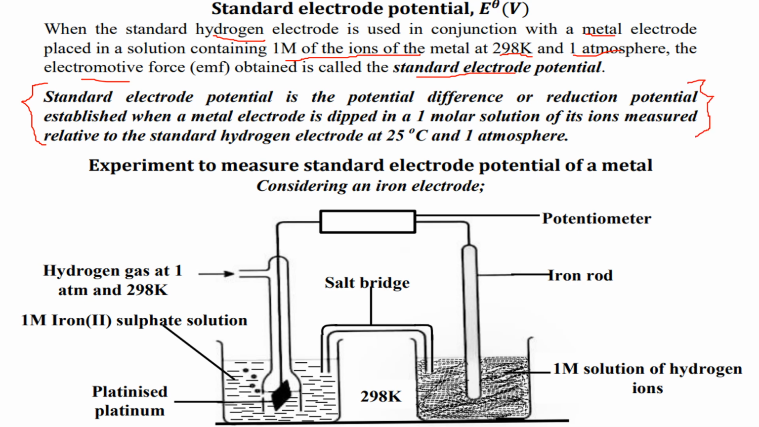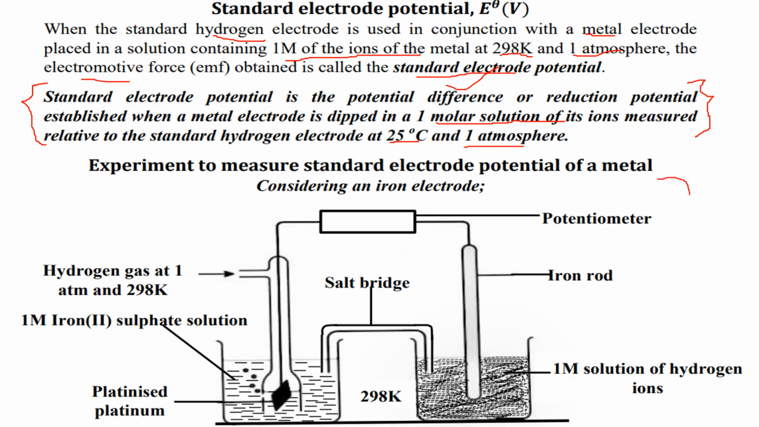So simply it's going to be the potential difference or reduction potential, because they mean the same. Potential difference and reduction potential refer to the same thing. So you can say that it is the potential difference that's going to be established when a metal electrode has been dipped into 1 molar solution of its ions, and then it's going to be measured using a standard hydrogen electrode at standard conditions of 298 Kelvin or 25 degrees Celsius together with 1 atmosphere.